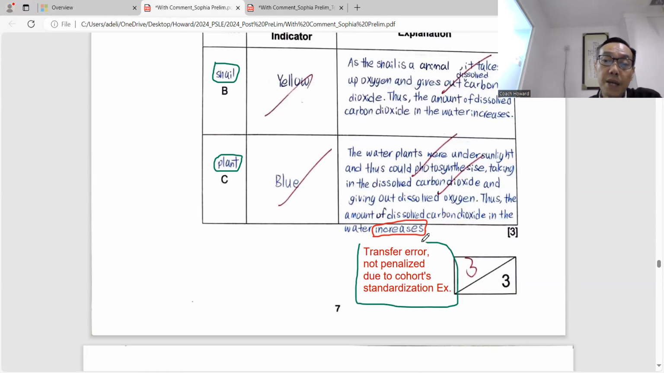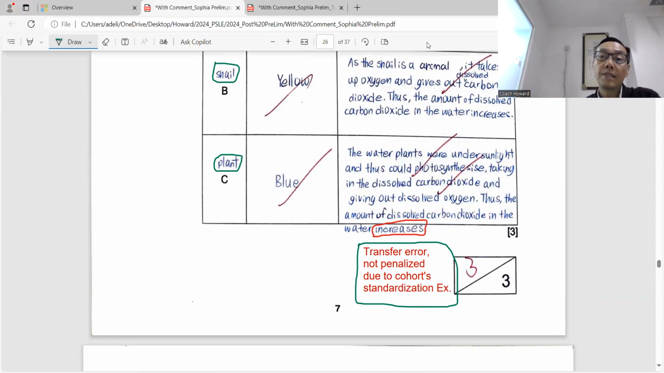Okay, there's a transfer error here, but her explanation is correct. The water plants were under sunlight and could photosynthesize, or allows photosynthesis to happen, taking in the dissolved carbon dioxide and giving out dissolved oxygen. Thus, the amount of dissolved carbon dioxide in the water increase, so should be decreased.